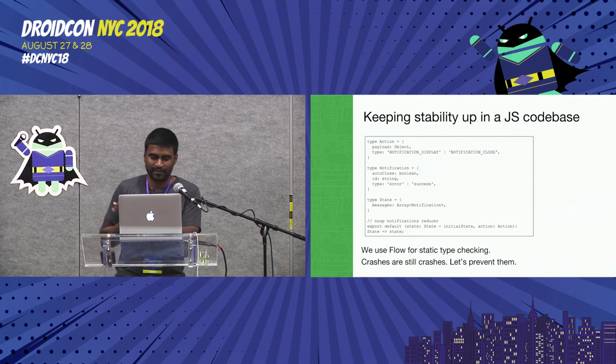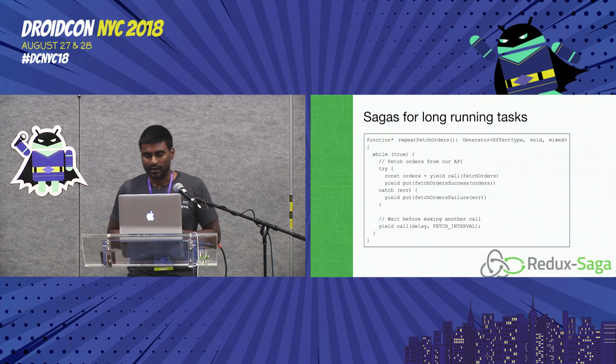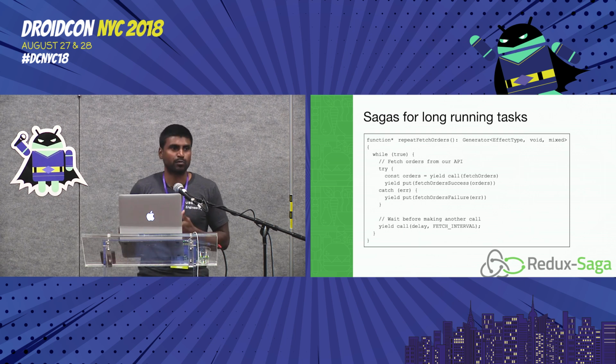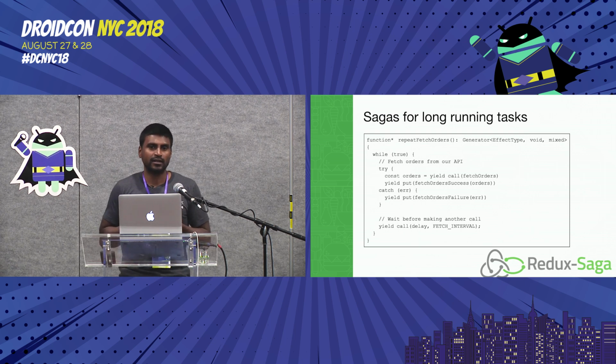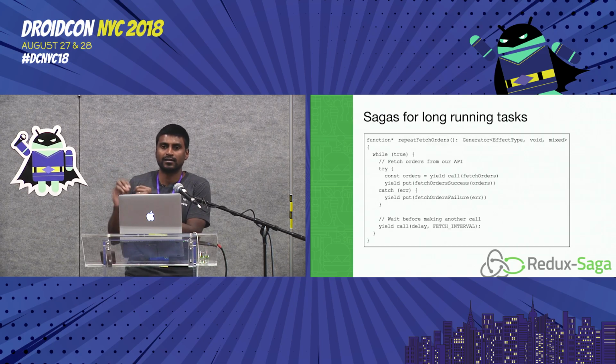So here's a simple reducer that takes a state and returns a state. State has an initial state variable, so it's super important to get that right. One of the things that became a huge boon for us is Redux sagas. Redux sagas allow you to have long-running tasks that work with our native layers really well.